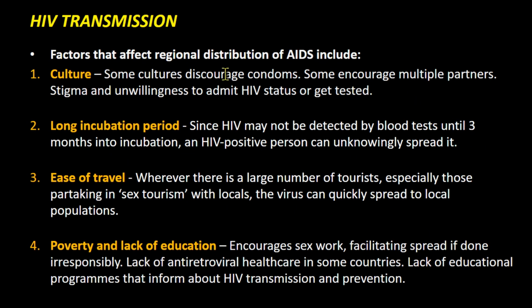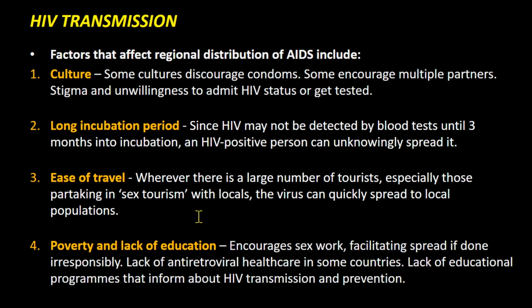So what are some factors that affect the regional distribution of AIDS? Well, one would be culture. Some cultures discourage condoms and some encourage multiple partners. Stigma and unwillingness to admit HIV status or get tested could lead to a lot of infected people who don't know they have the infection infecting more people. We also have long incubation periods. Since HIV may not be detected by blood tests until 3 months into incubation, an HIV positive person can be tested in January and wouldn't know until March or April, and they can unknowingly spread it.